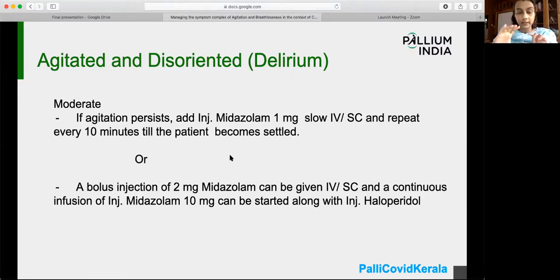So you start that, you can combine them together, midazolam and haloperidol. In fact, you can combine the three drugs together. It is agitation, breathlessness agitation complex. You can combine morphine, midazolam, and haloperidol together in a single syringe infusion pump and give it together over 24 hours. So we're combining them together, bolus of 2 mg midazolam, IV subcut, and a continuous infusion of midazolam 10 mg can be started along with injection haloperidol.